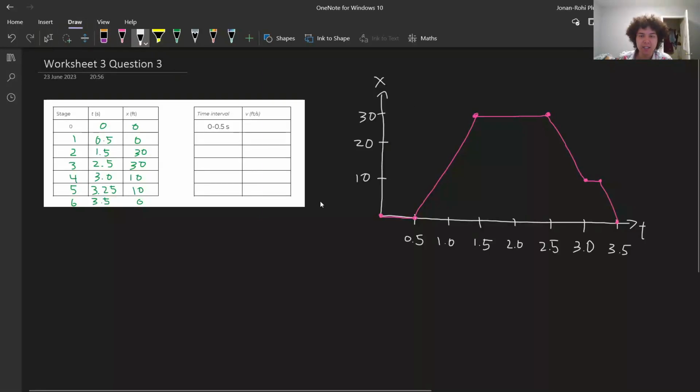Hi everyone, in this video we're going to discuss how to solve question 3 of the motion diagrams worksheet, which is about using a position diagram to get a velocity diagram.